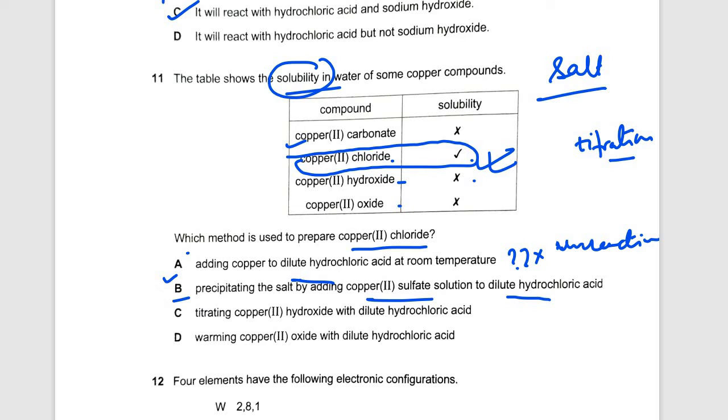Here it is showing precipitation, so you cannot form it by a precipitation reaction because it is soluble in water, so it is not possible. Titrating copper hydroxide with this is not possible because copper hydroxide itself is insoluble in water, as you can see here. So this is not possible. Option D is the only one. This is the method where you use copper oxide and dilute hydrochloric acid.